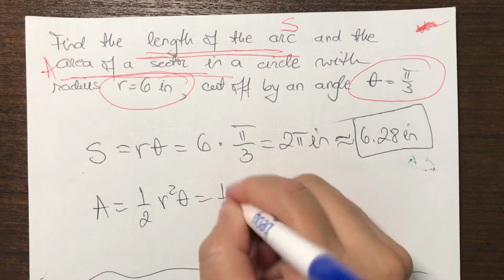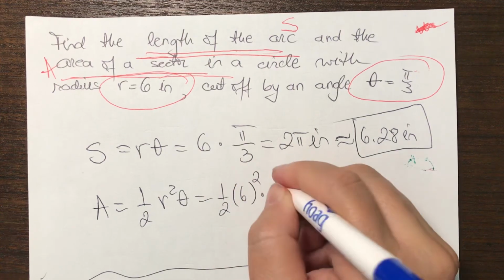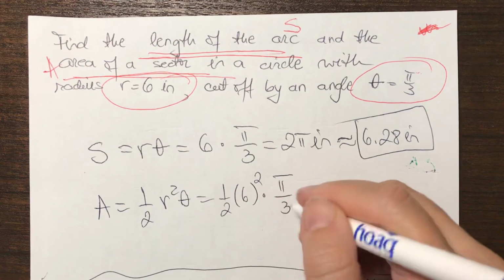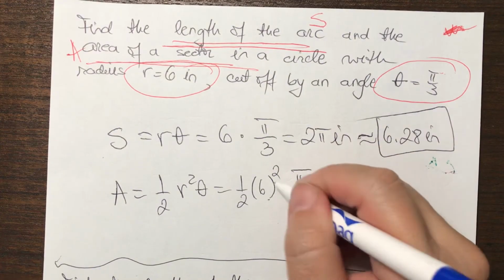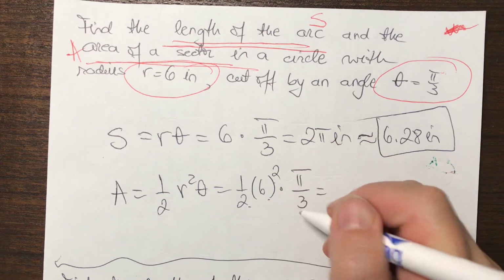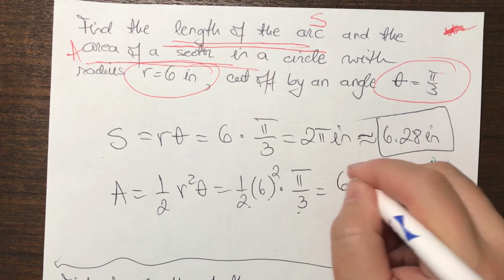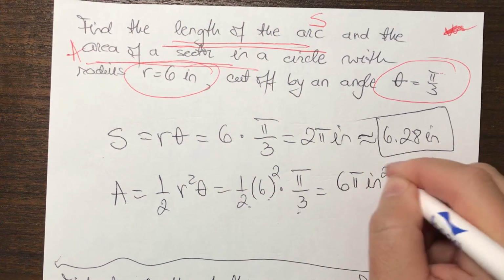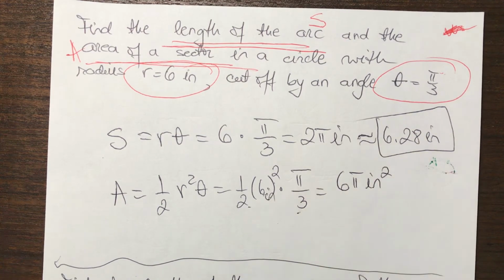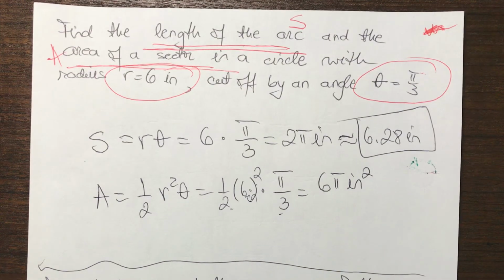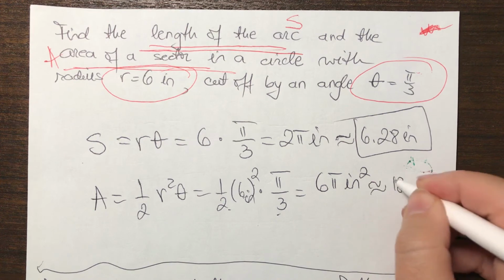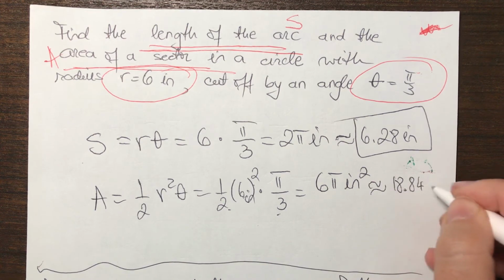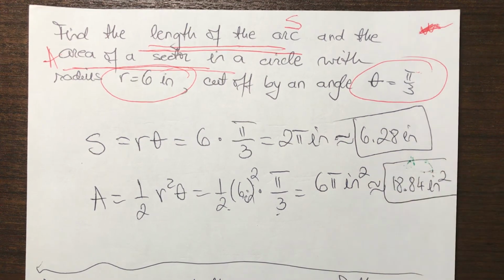So 1/2 times 6 squared times the angle, pi over 3. So that's 36 divided by 2 is 18. 18 divided by 3 is 6 pi square inches, right? The inches here are being squared. It's an area. Now, what is this exactly? Put it in your calculator. That's about 18.84 square inches. There you go.